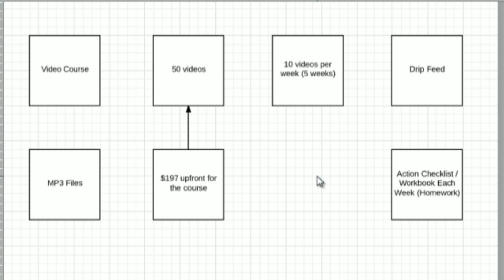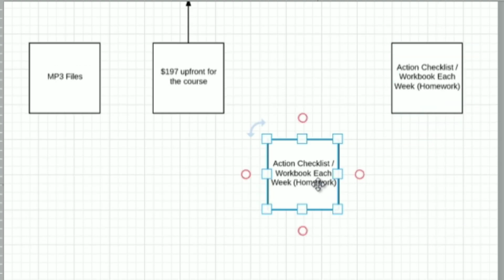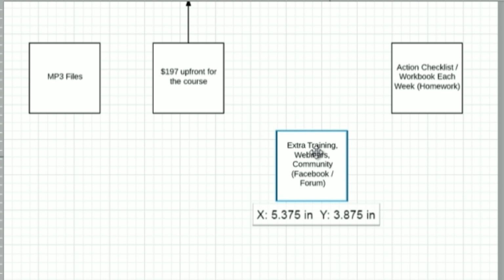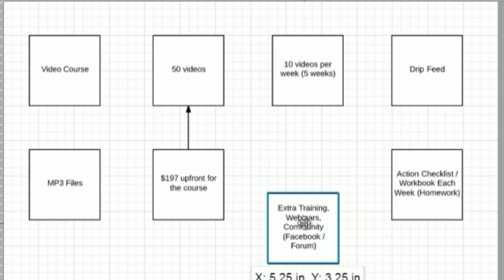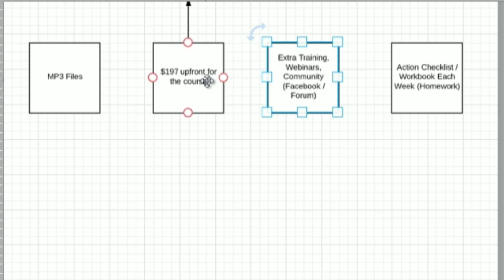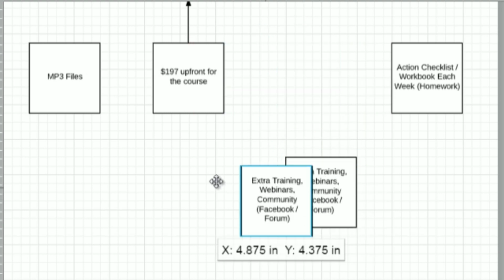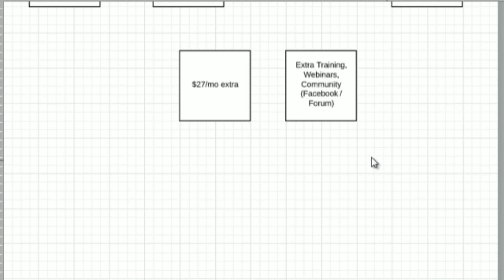So actually what you could do is add a component of a community. We could say you could get extra training, extra webinars, extra community, like a Facebook community or something. Facebook or forum. I will say Facebook communities tend to be a little bit easier to manage. The forums are a little bit more difficult because you have more information. But all right, as you can see here, let's just do $197, and then let's do $27 per month. So we're going to tack that on.